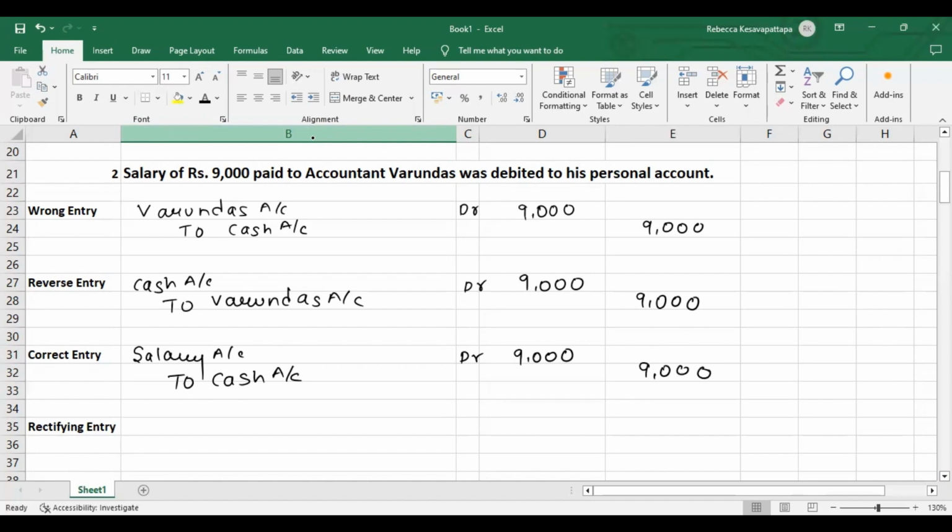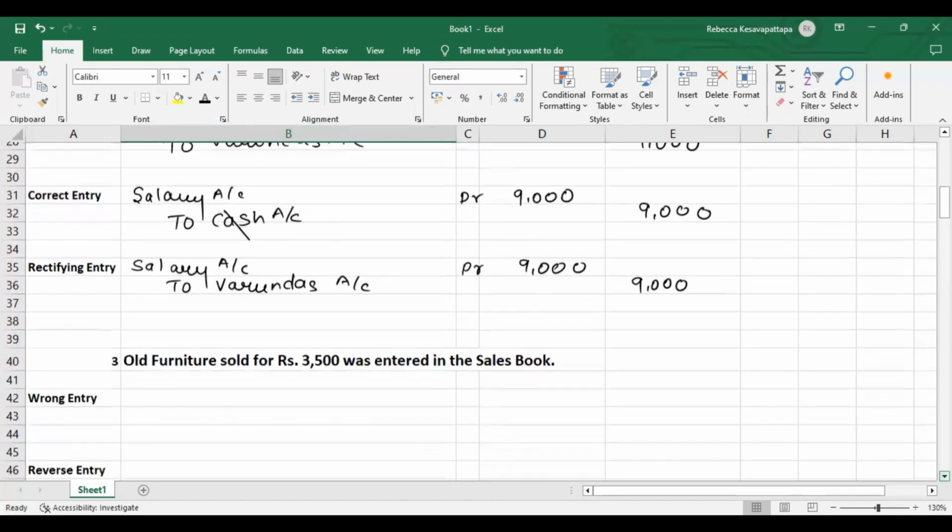What is the rectifying entry? Cash cuts, cash cancels. So it will be salary account debit 9,000 to Varun Das account 9,000. This is also done. Example number 2 is done. Now we'll come to the third example.